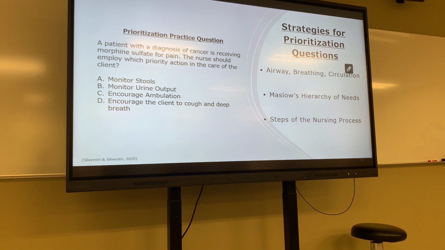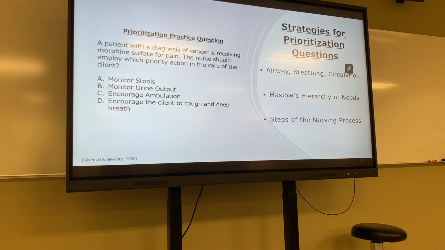The nurse should employ which priority action in the care of the client? So what does morphine do? Causes constipation, hopefully releases pain. Decreases respirations. Good. It's a narcotic. We're interested in their airway, breathing, circulation. Yeah, we're concerned about their bowel movements, but we're more concerned about their airway. So what option would you guys choose? D. Excellent. Encourage the client to cough and deep breathe.